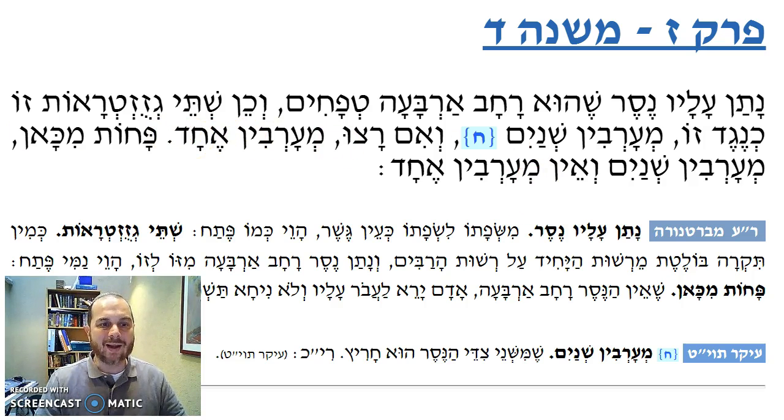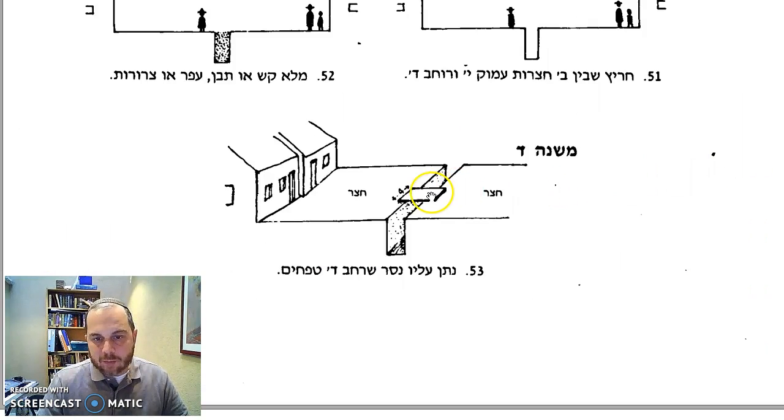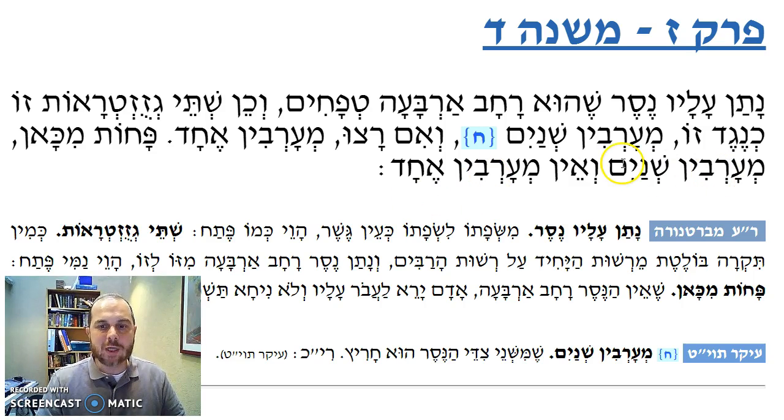But pochot mikan, if your plank is less wide than dalit tfachim, then people are not going to walk on it. If it's much more narrow, it's not considered a good plank. Dalit tfachim is not that wide, so it's just enough to walk on. If it's narrower, nobody's going to walk on it. It's not a real bridge. Then ma'arvim shnayim, ve'ein ma'arvin echad. Then you have to make 2 separate eruvim, and you can't make only 1 eruv.